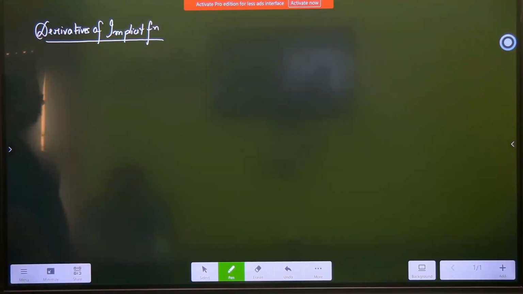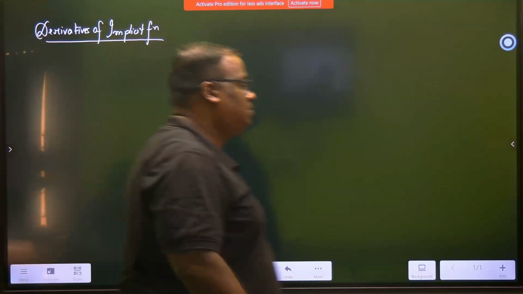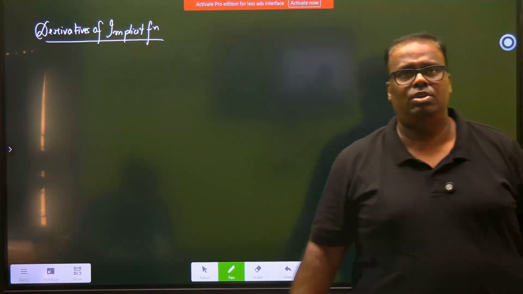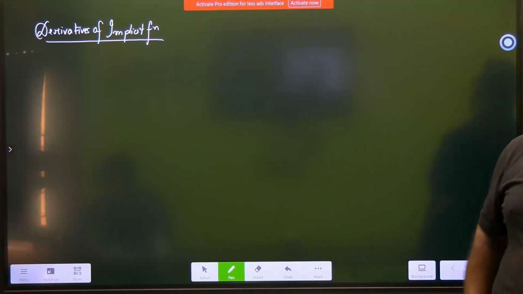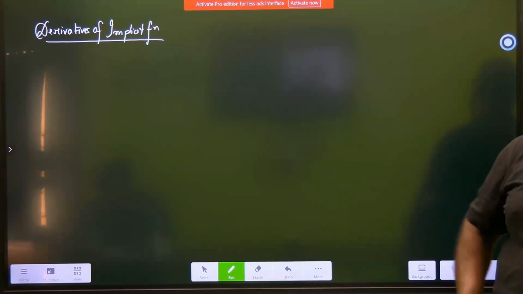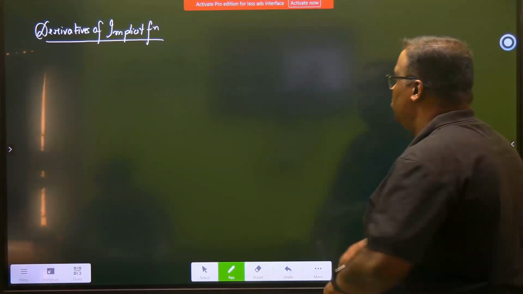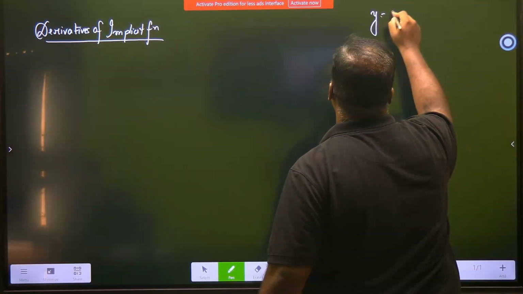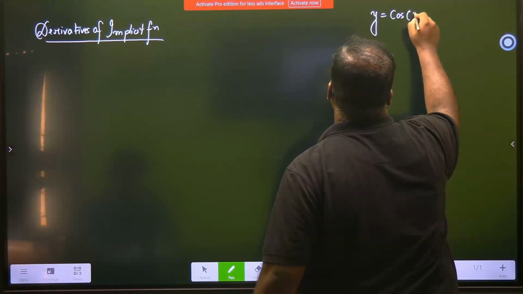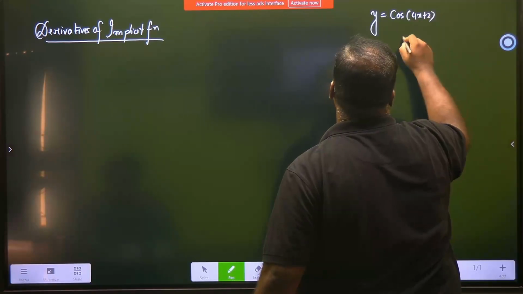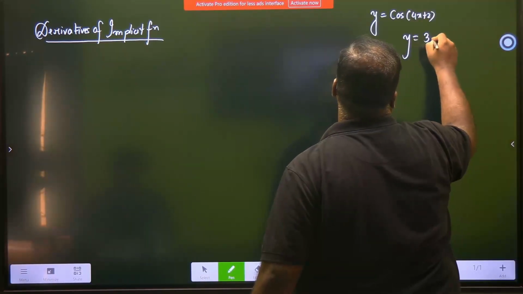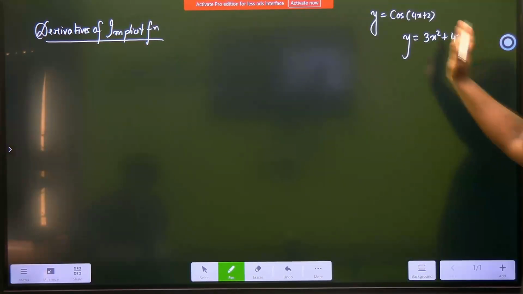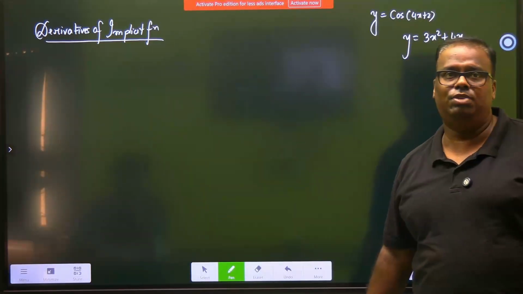So far the differentiation we were doing were all explicit functions. What does explicit mean? Where the function was explicitly in the form of y. So far we used to have a question like y equal to cos 4x plus 2, or a function y equal to 3x square plus 4x, where the y was explicitly on the left hand side and you used to differentiate it.